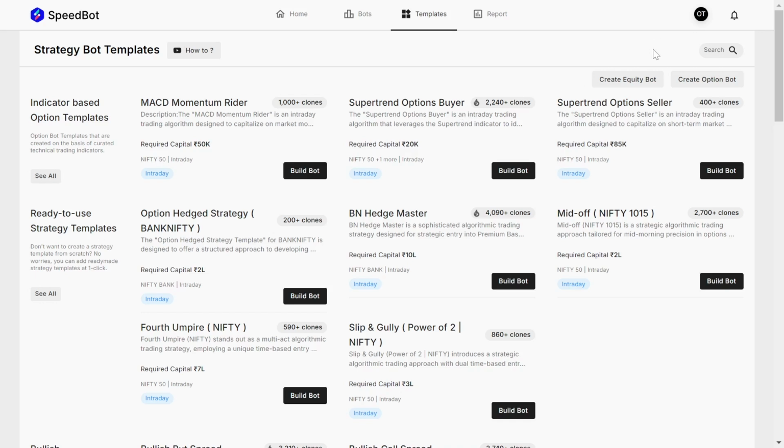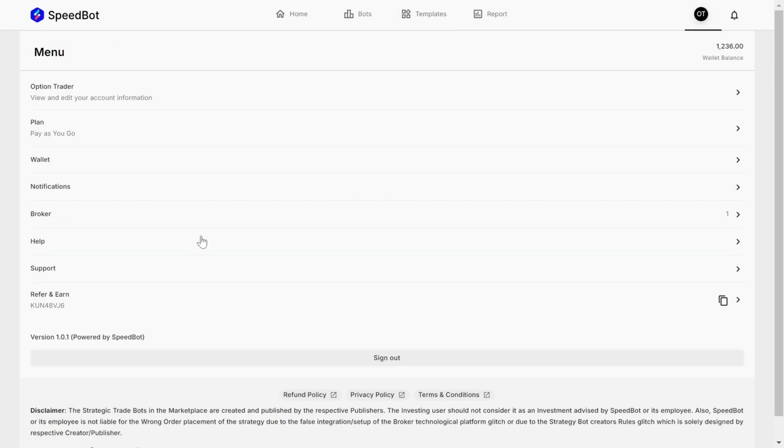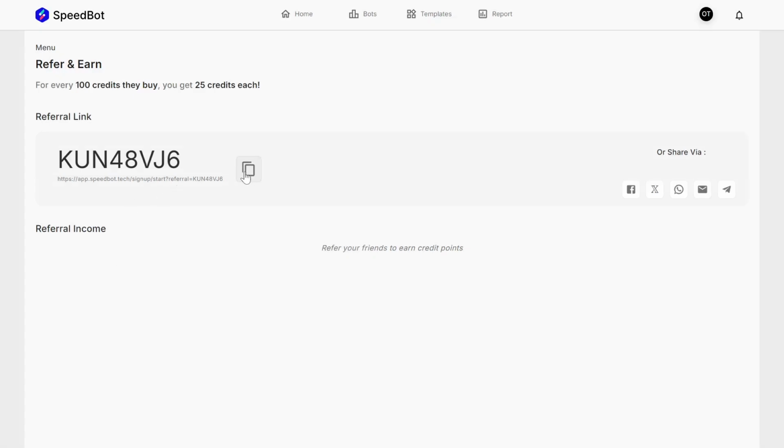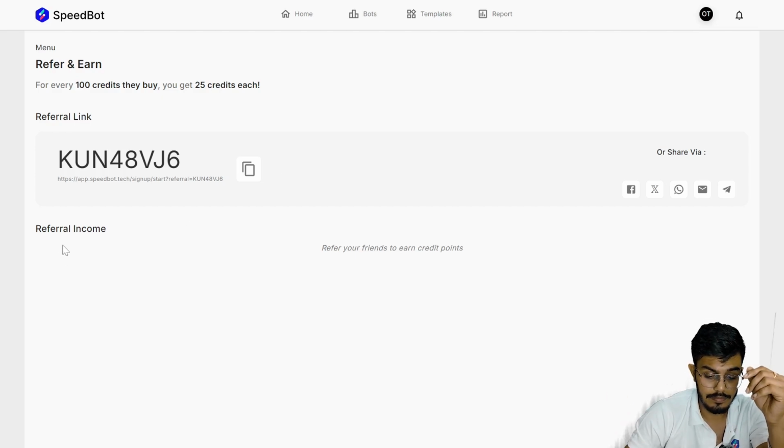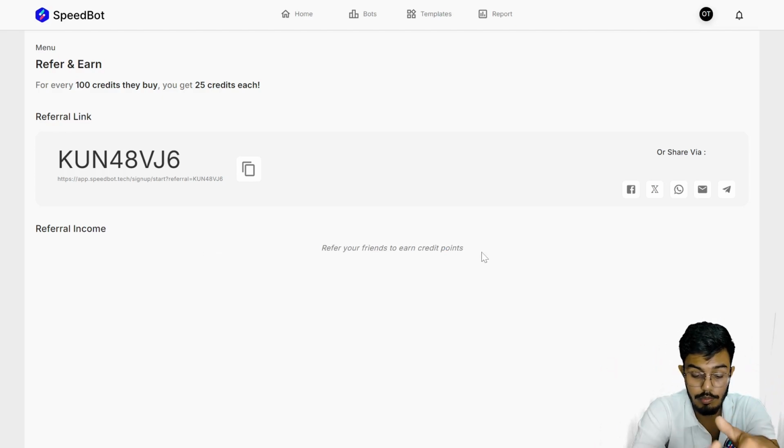How you can enroll into that, let me just make you understand. If you go to the menu over here, there is an option for the referral. Over here there will be a unique code that you can copy, and whenever your client or your family and friends sign up on SpeedBot, you can share this code for signing up. Whenever they buy a plan, you get to see the referral income based on whatever payment they have made. So you'll be able to see your income over here, and this is withdrawable from your side, right? So this is something that is possible on SpeedBot.